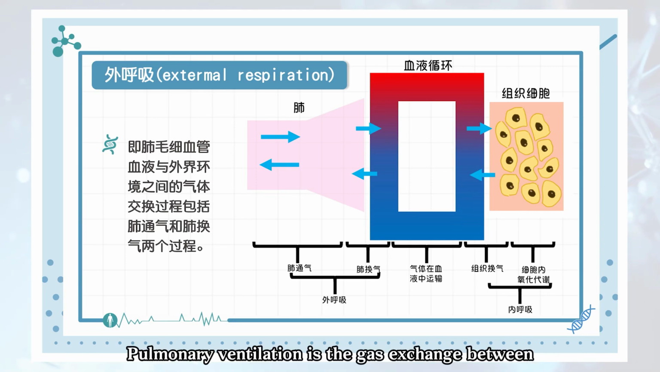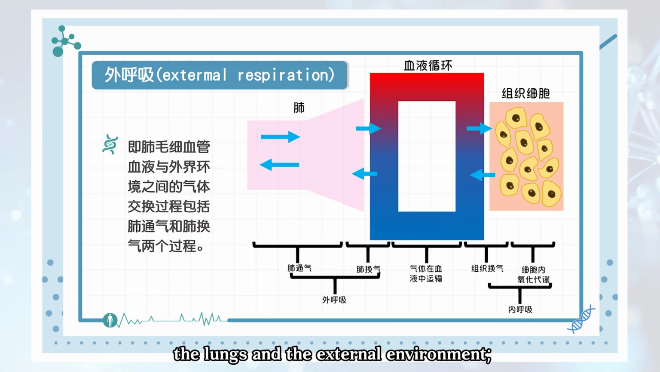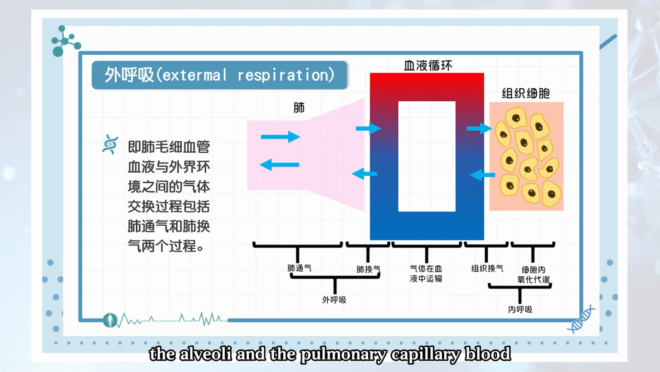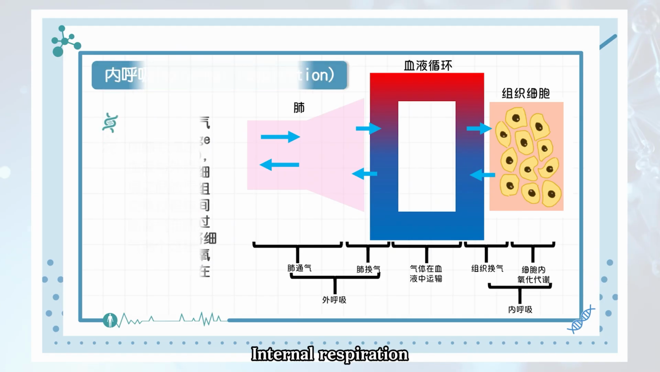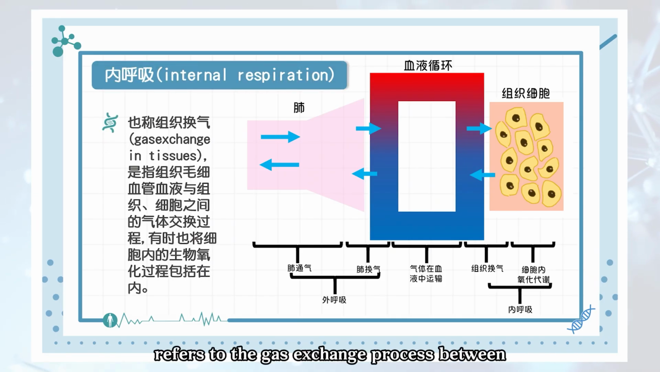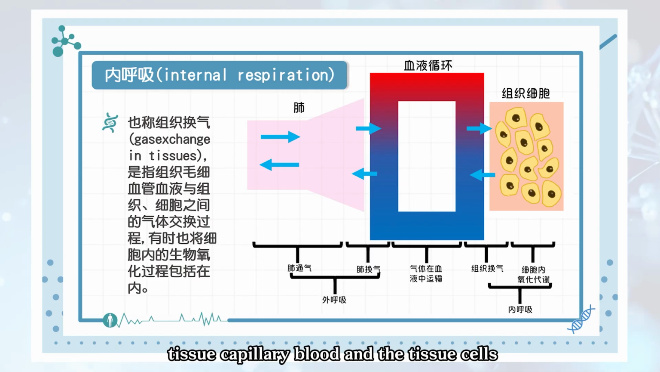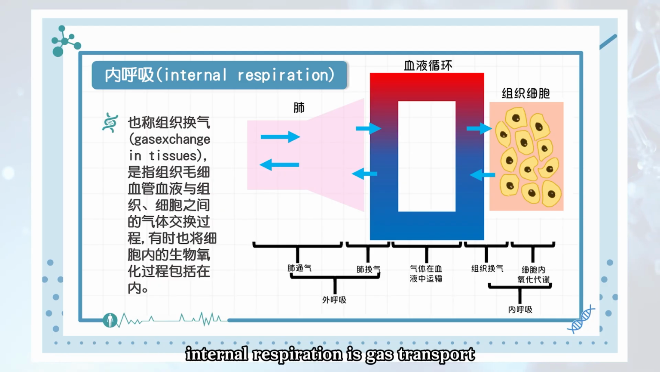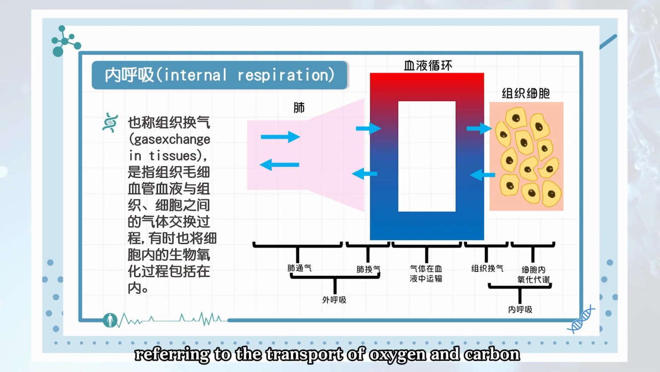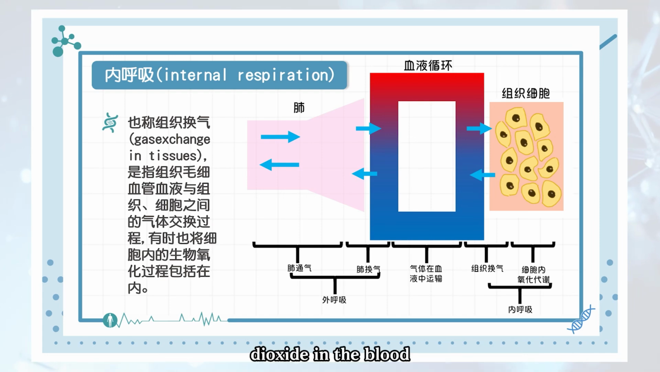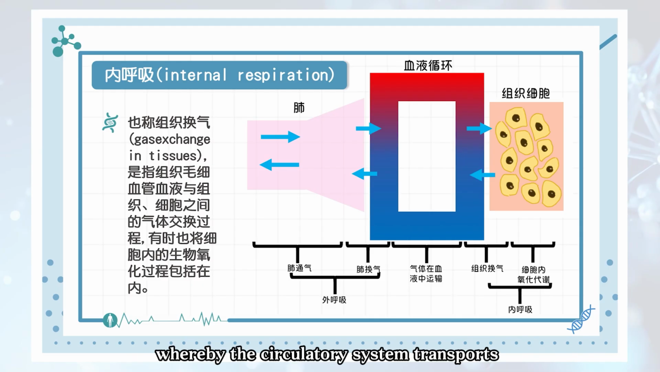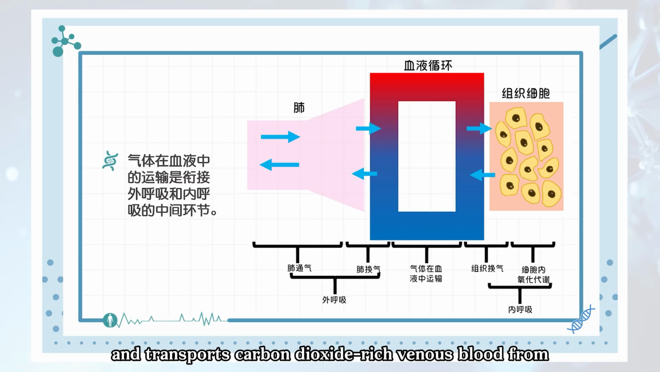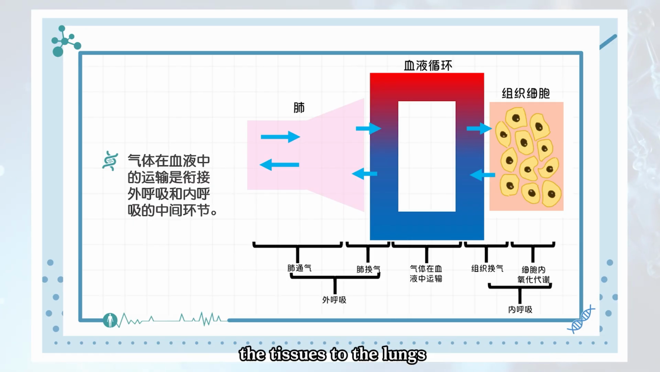Pulmonary ventilation is the gas exchange between the lungs and the external environment. Pulmonary gas exchange is the gas exchange between the alveoli and the pulmonary capillary blood. Internal respiration, also called tissue gas exchange, refers to the gas exchange process between tissue capillary blood and the tissue cells. The intermediate link connecting external and internal respiration is gas transport, referring to the transport of oxygen and carbon dioxide in the blood, whereby the circulatory system transports oxygen-rich arterial blood from the lungs to the tissues, and transports carbon dioxide-rich venous blood from the tissues to the lungs.